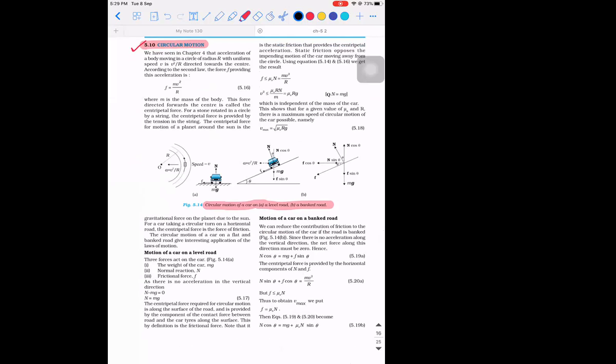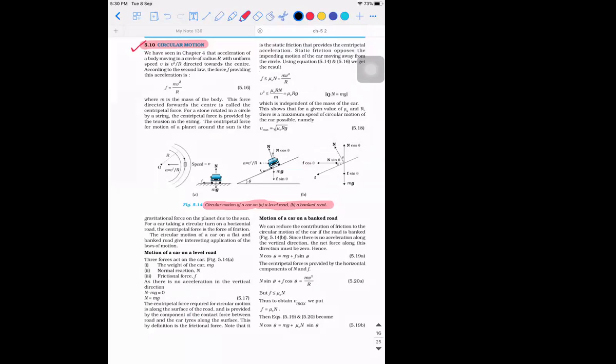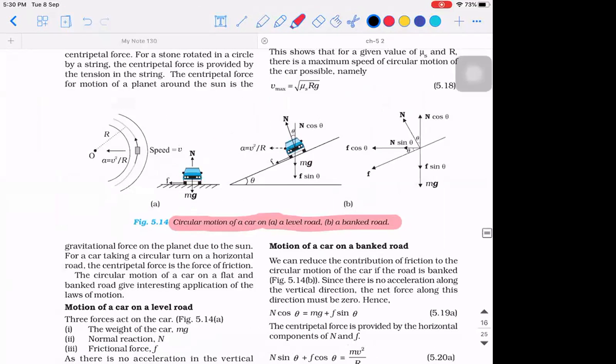So again, I'm switching on my video because I have to show you something. Try to visualize it, okay? Don't memorize it. This is a very, very important question, this banking of roads concept. I've seen this question every year.